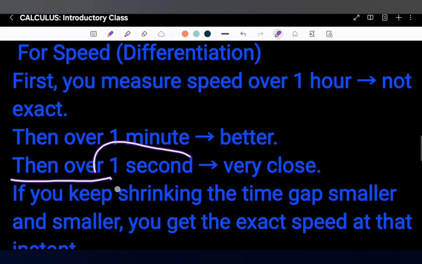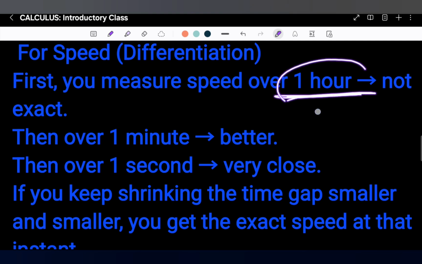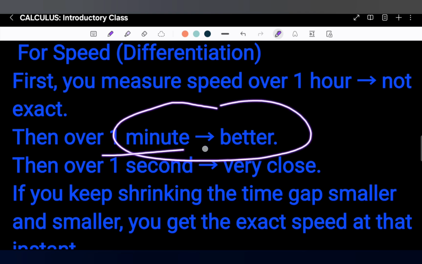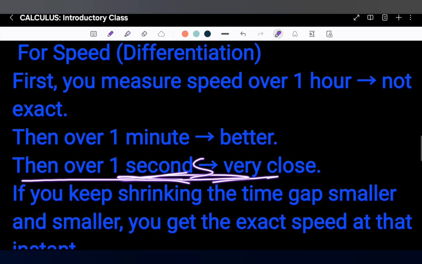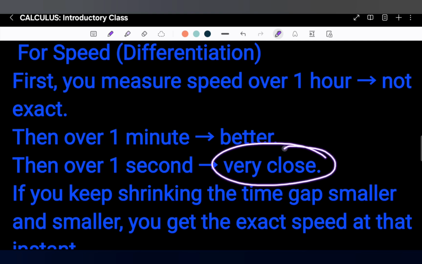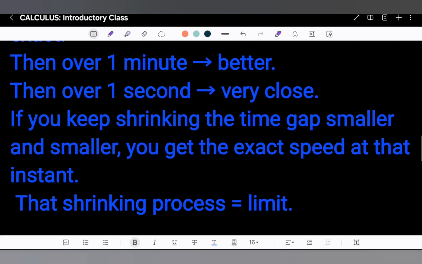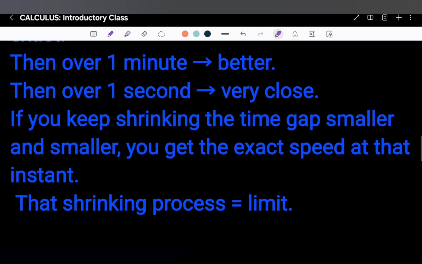But then you calculate over seconds. It is very close to the actual result. While you are calculating by using 1 hour, you may get a result, but it's not that accurate. Instead, you take 1 minute. Your result will be better but not as accurate as compared to the seconds. Then you consider the seconds. Now your result is very close to the actual result. If you keep shrinking the time gaps smaller and smaller, you get the exact speed at that instant. That shrinking process equals a limit.